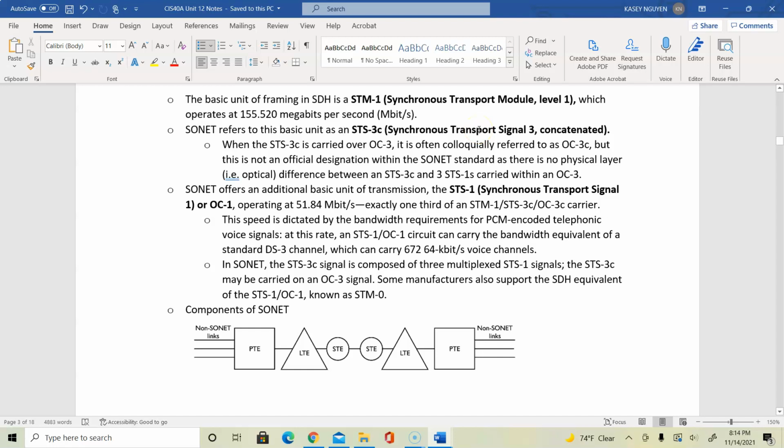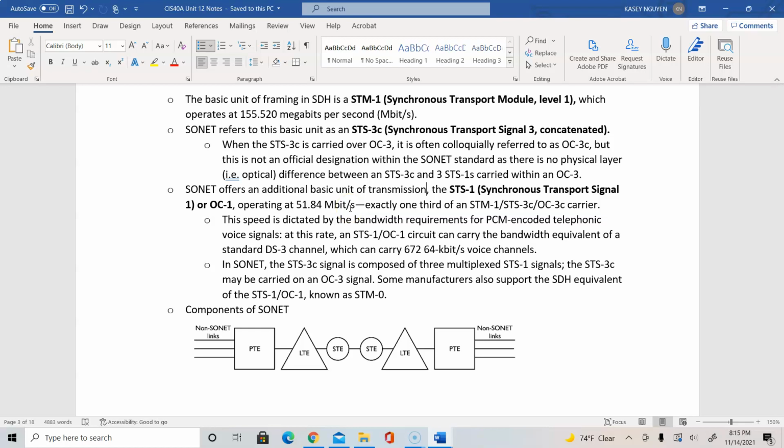So when you're looking at SONET network compared to other types of optical network, you would see that the basic units are considered to be different. Therefore, it would use different OC levels, such as OC3 for STS3C, and it is designated for the standard with no difference in comparison between STS3 and STS1. Now, the basic unit for the transmission using STS1, which is a synchronous transport signal 1, will be operating at 51.84 megabit per second, as we mentioned earlier.